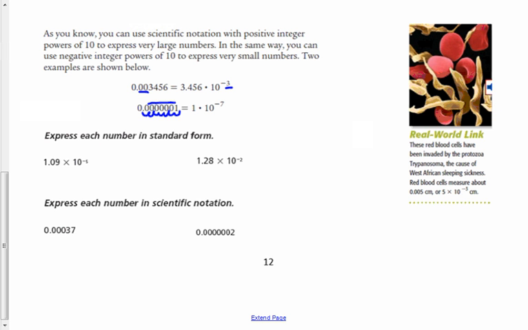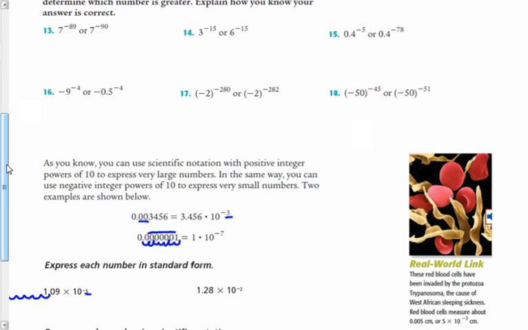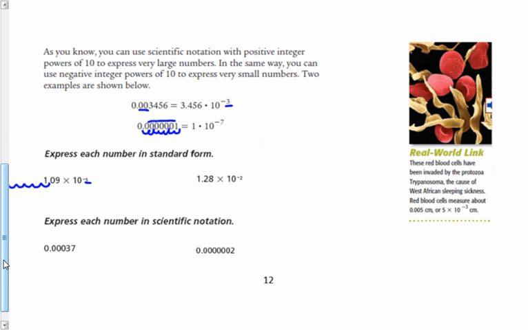So it says express each number in standard form. The power of 10 is -5. That means you are going to move the decimal to the left 5 places. Basically what it's saying is you are multiplying by 1 over 10 to the 5th, or dividing by 10 5 times. So what I'm going to do is start with my decimal here and move 5 places to the left. And that's where my decimal place is now going to be. And that's going to give me a decimal point and then 4 zeros and then the 1, 0, and the 9.